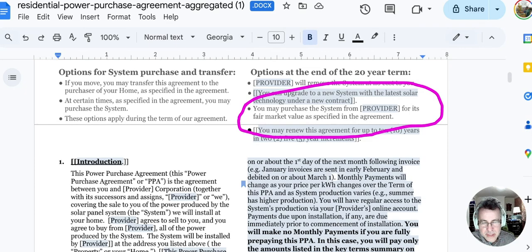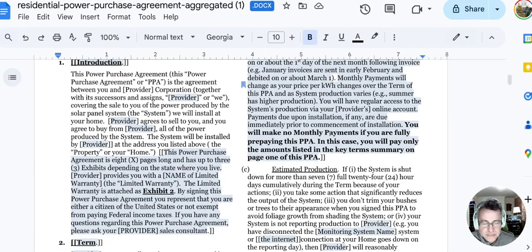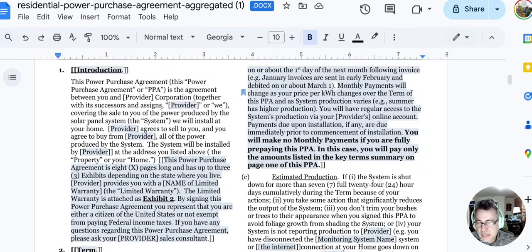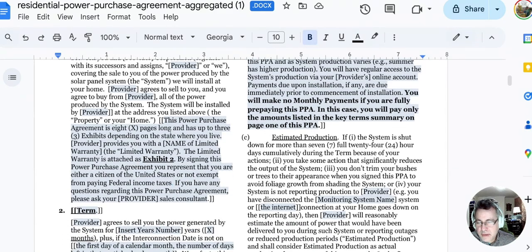And also, even if you're purchasing the equipment, roofs don't last forever. So your solar is on top of a 20-year-old roof, which may have to be replaced. So something to consider. And of course, you can renew the agreement. And the intro, this seems pretty simple. They're going to sell you power at a certain amount, and it's covered by a warranty, which is under Exhibit 2. And we'll take a quick look at that because I think it's important.